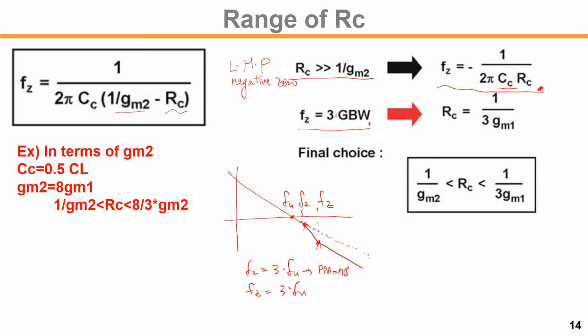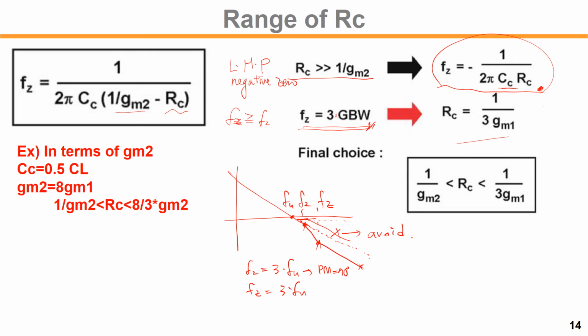But if you go below that, then what? You will have a zero and F2, something like that. This is something not wanted, so avoid. So this is the limit for the zero. So we want to have a very high frequency, or at least we want to maintain the zero at greater than F2, right?